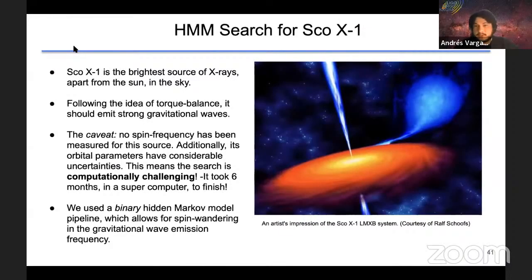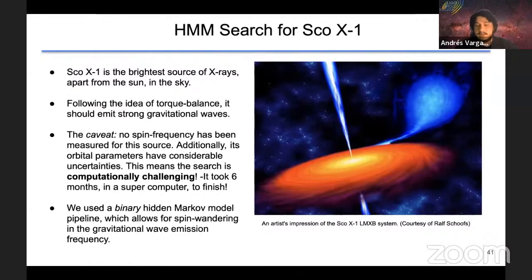So the first search we're going to talk about is the Scorpius X-1. Scorpius X-1 is the brightest source of X-rays apart from the sun in the sky. So it checks the high X-ray flux that makes it an ideal candidate, as we suppose it's emitting strong gravitational waves. But it does come with some caveats, and that is that we don't know the spin frequency, as it hasn't been measured. And additionally, the orbital parameters for this system have considerable uncertainties.